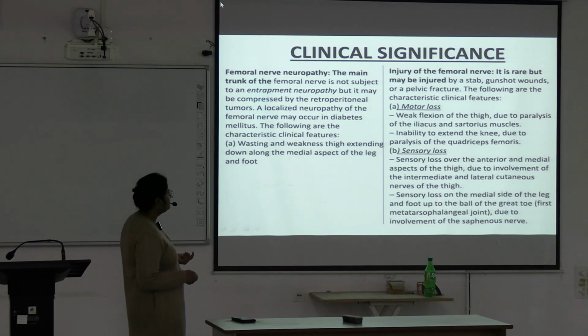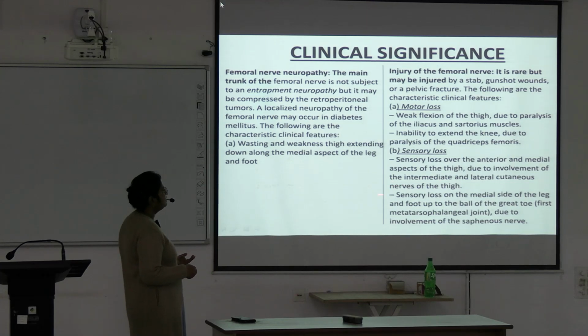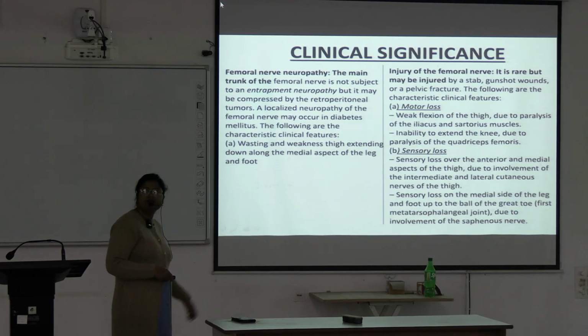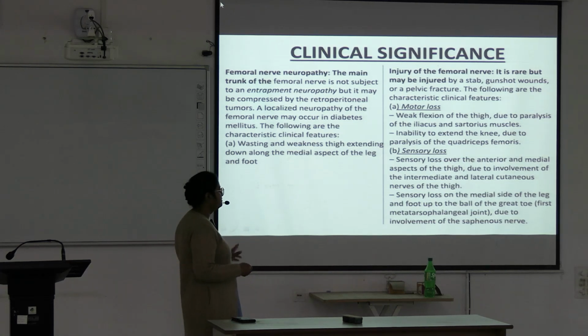And sensory loss over the anterior and medial aspect of the thigh due to involvement of the intermediate and medial cutaneous nerve of the thigh, and sensory loss on the medial side of the leg and foot up to the ball of the great toe, that is up to the first metatarsophalangeal joint, due to involvement of the saphenous nerve, okay. So this will be the motor and sensory loss due to injury of the femoral nerve.